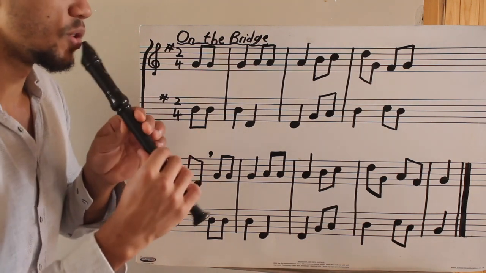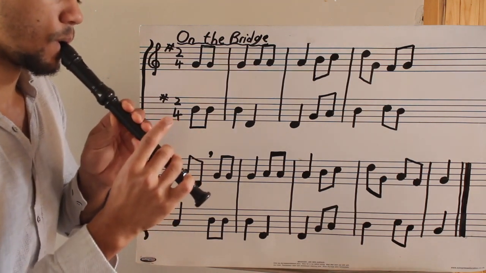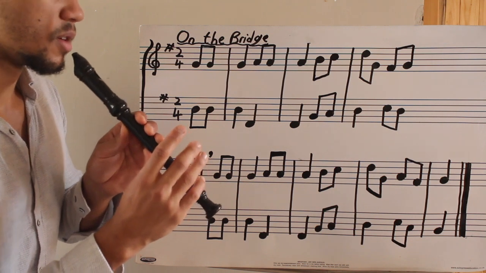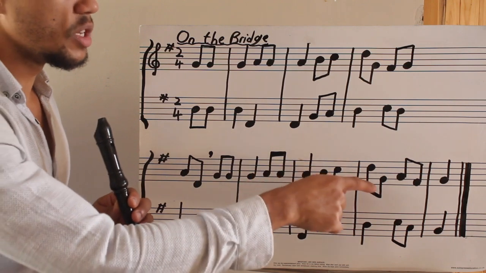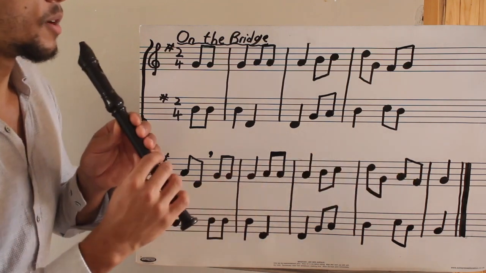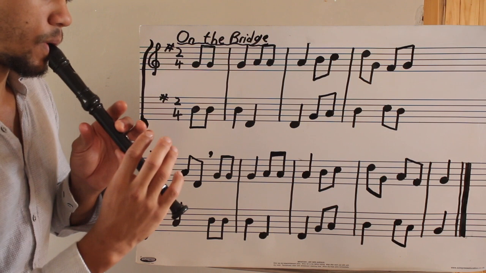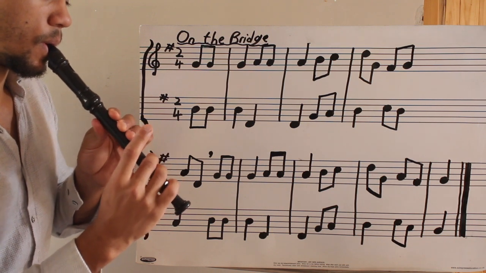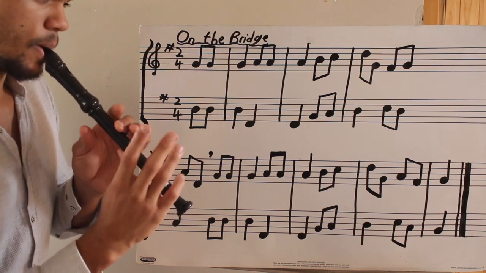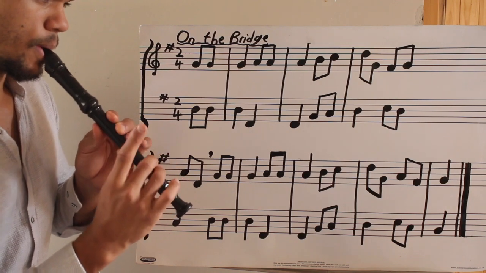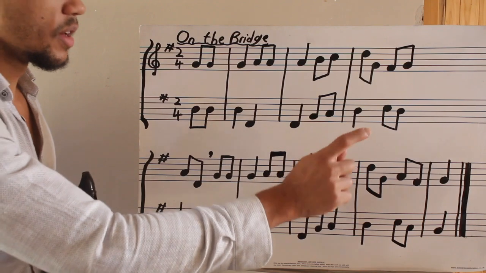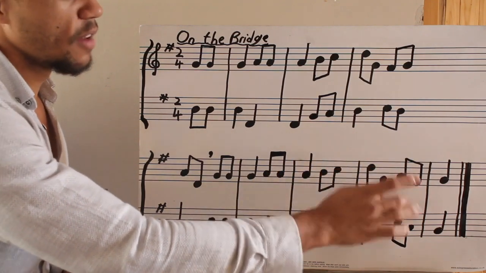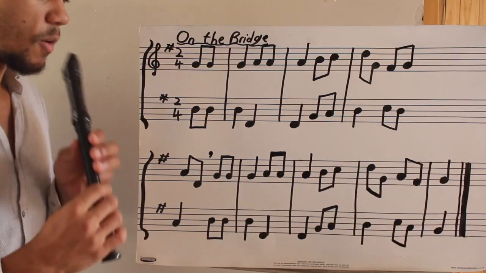1, 2. Again, 1, 2. Let's try put this D, G, A, F sharp together. 1, 2. Again. And the note sounds like it wants to get to that G, so let's play that G. So D, G, A, F sharp, G, go.